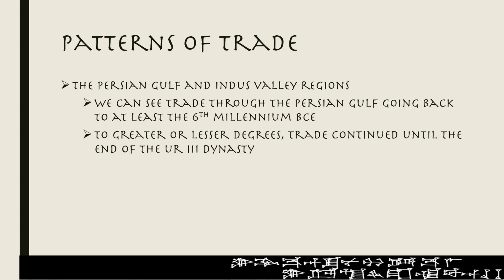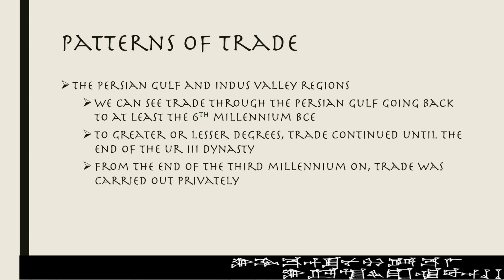And this continued down to the end of the 3rd millennium, from the aspect of the state. So state organized trade continued down to the end of the Ur III dynasty. And then after that, trade operated more on a private scale. So it continued, but it was no longer state run.